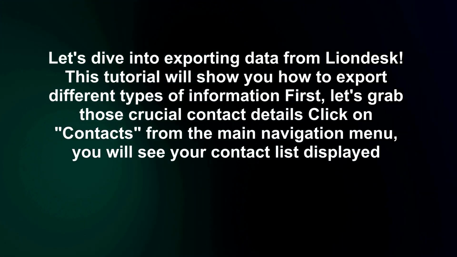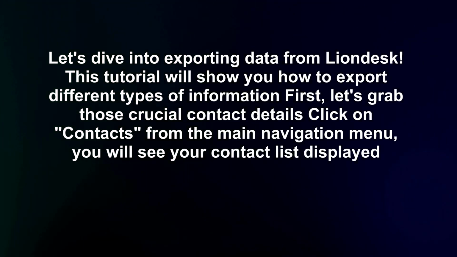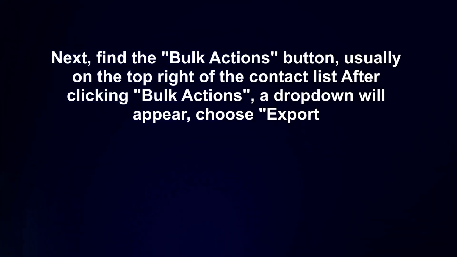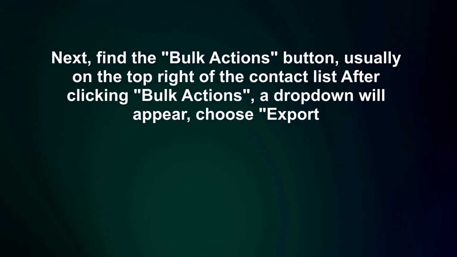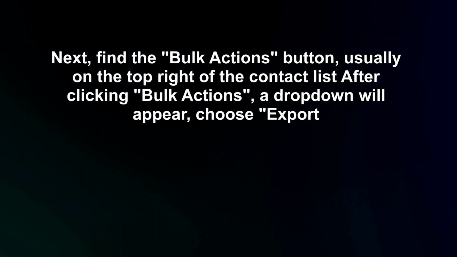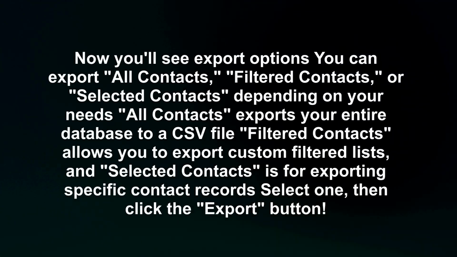Click on Contacts from the main navigation menu. You will see your contact list displayed. Next, find the Bulk Actions button, usually on the top right of the contact list. After clicking Bulk Actions, a drop-down will appear. Choose Export. Now you'll see export options.